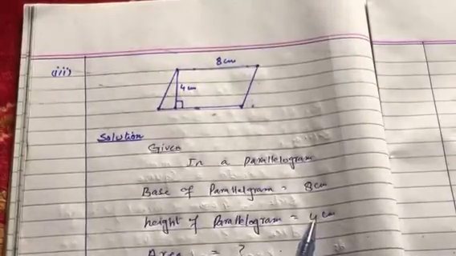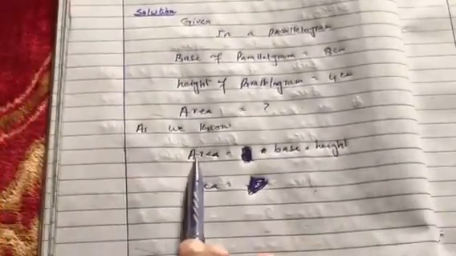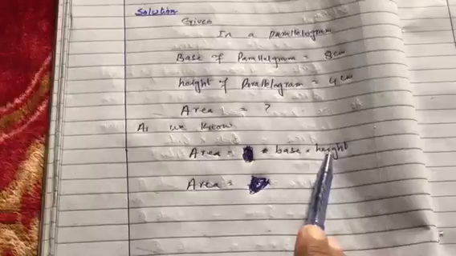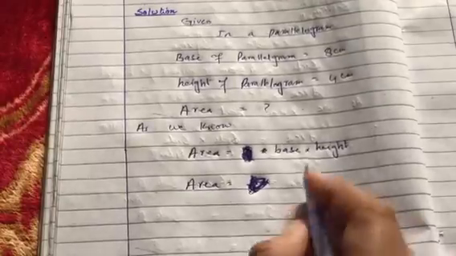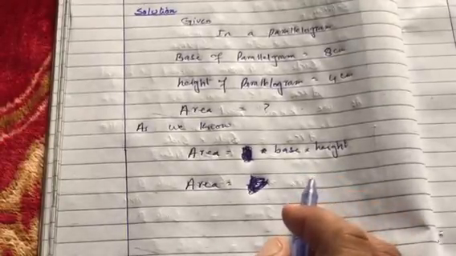To find the area of a parallelogram, as we know, the formula to find the area of a parallelogram is area is equal to base multiplied by height. By putting the value of base and height, we will find the area of the parallelogram.